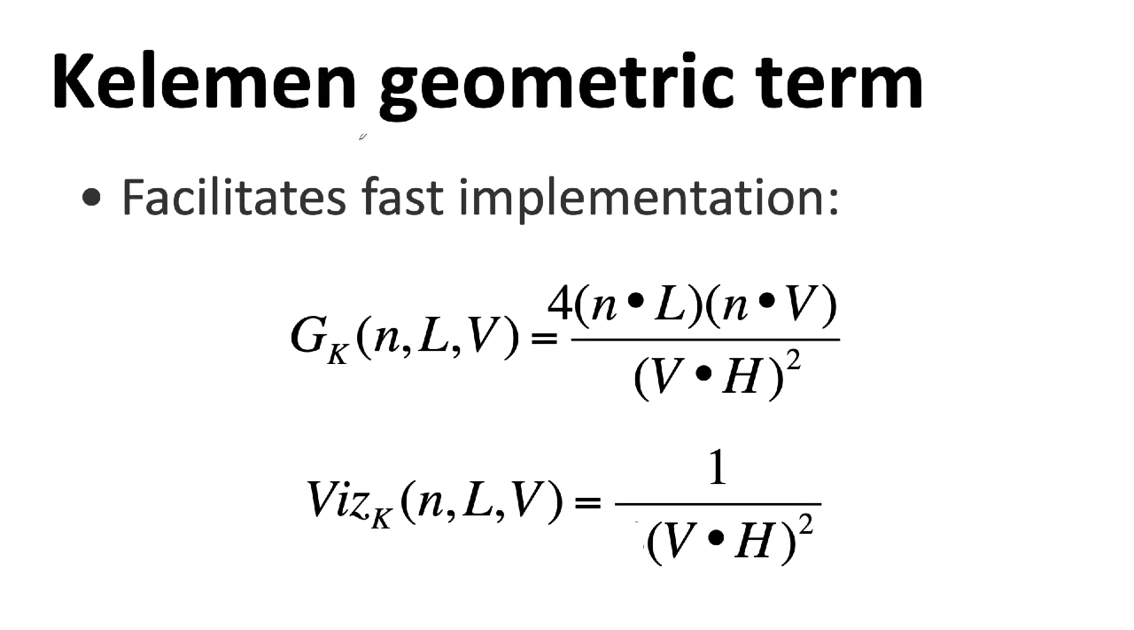If you're on a resource-limited platform, you might want to use this Kelemen geometric term, which is basically chosen because it gives you something that's decent-looking, but very importantly, it's easy to compute. After you compute v.h, you just square it. The final thing I should mention is that all of the formulas I've shown you have been isotropic. You can make anisotropic versions, for instance, for materials that have grains running along a particular dimension.